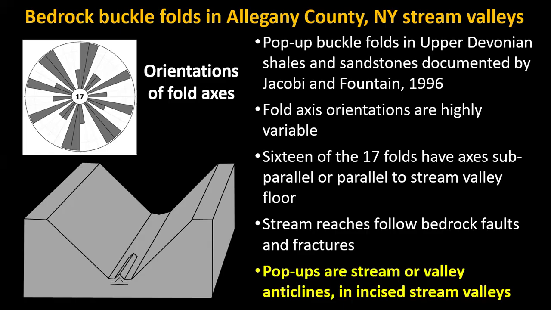The 17 buckle folds indicate compression in every map orientation, and it might have been tempting to come up with different tectonic or underlying structural reasons for those orientations. But when you look at the orientations of reaches of streams where those folds are located, 16 of the 17 folds are parallel or subparallel to the stream valley. That's a hallmark of stream valley anticlines. In this case, the stream reaches commonly are oriented parallel to regional joint sets or old structural features, so that the young shallow-formed pop-ups aligned with incised valleys could also be aligned with old pre-existing structures.